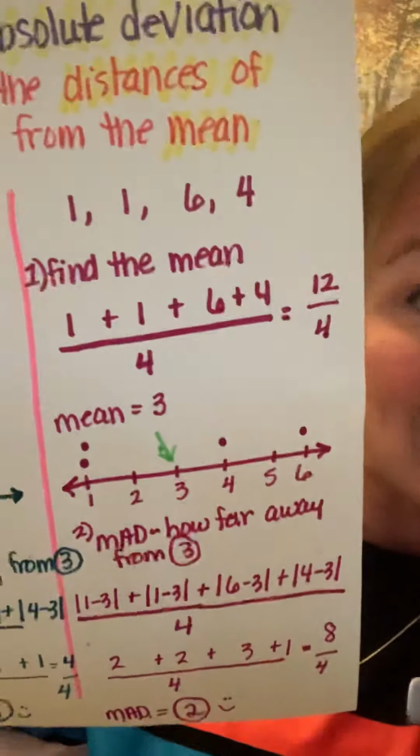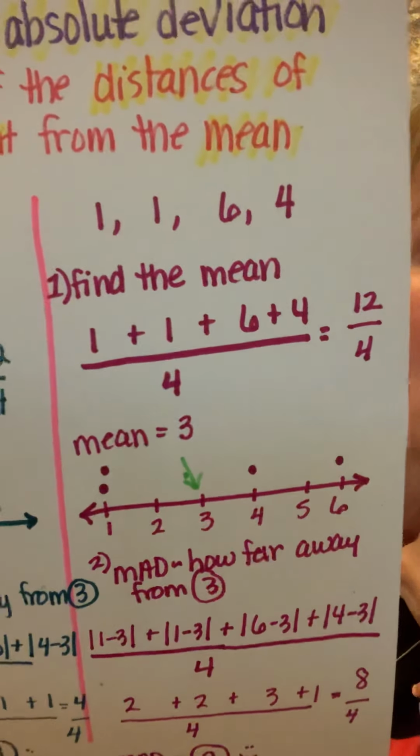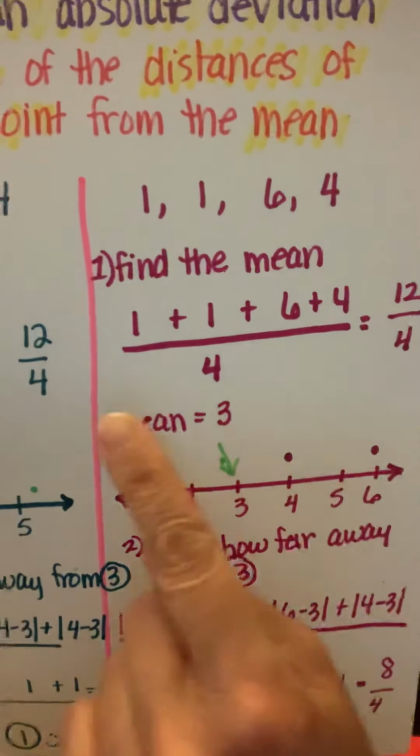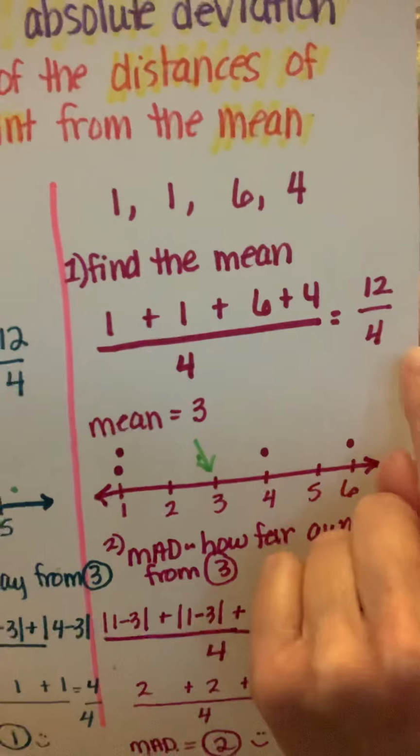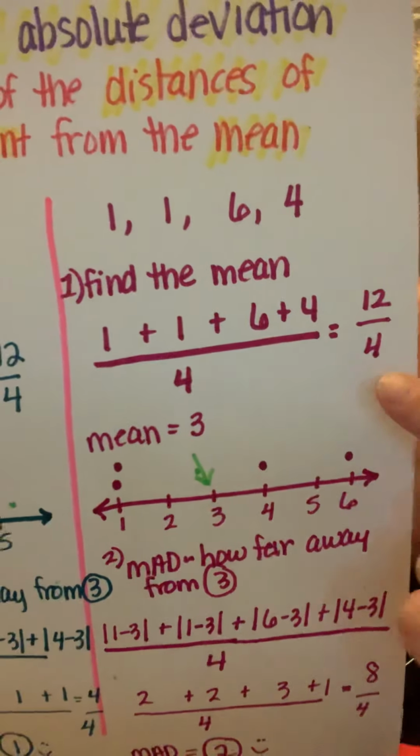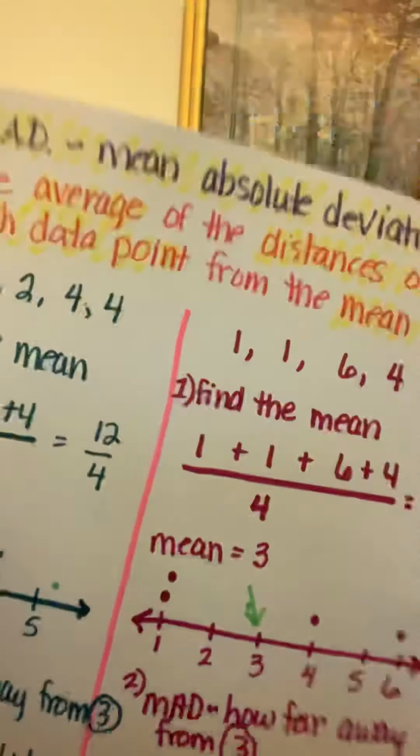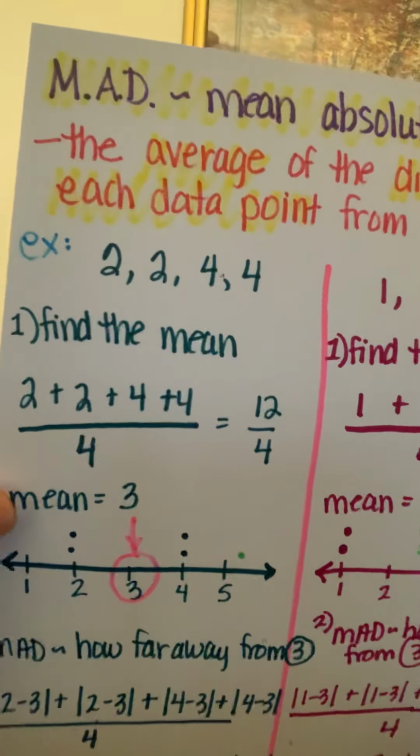Let's look at this data set. So I have 1, 1, 6, and 4. All right, so I have 1 plus 1 plus 6 plus 4. That's equal to 12. And then I took 12, divided it by 4, and I got 3. Well, hey, look, that's the same mean as this set, isn't it?